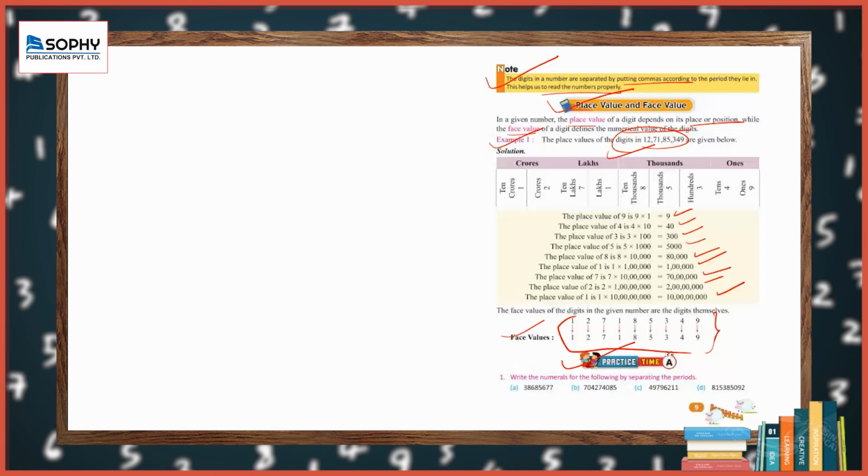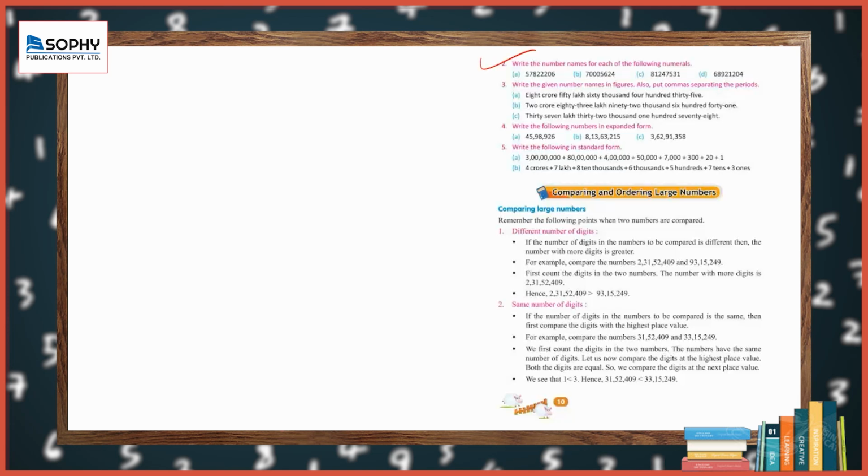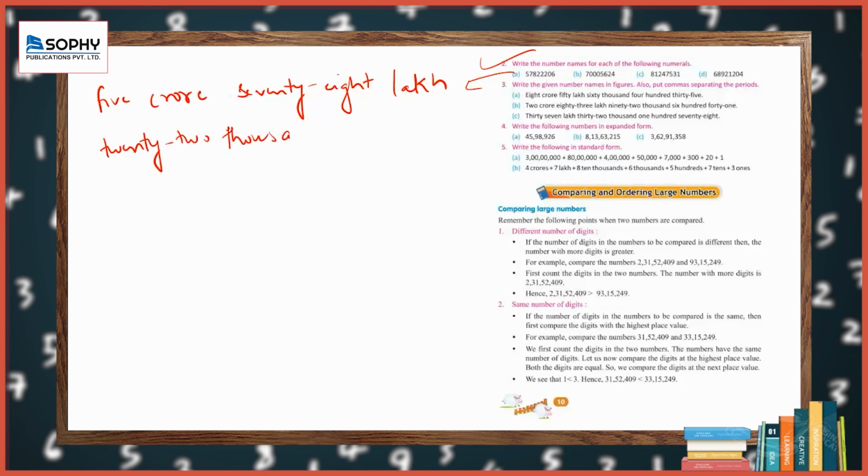Now let's look at the practice time. Students, in the first part we have to write the numerals for the following by separating them using commas, students. So first comma, second comma and the third comma. In the next one we have to write the number names for the following numerals, students. So the first one can be written as, very good students, that is 5 crore 78 lakh 22,206.